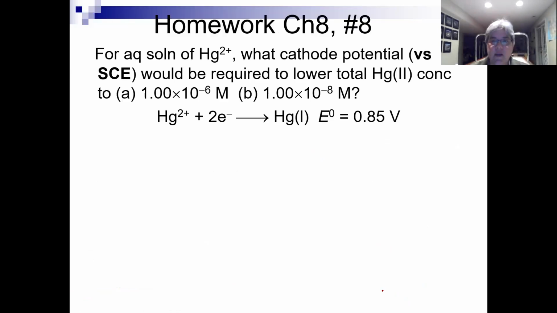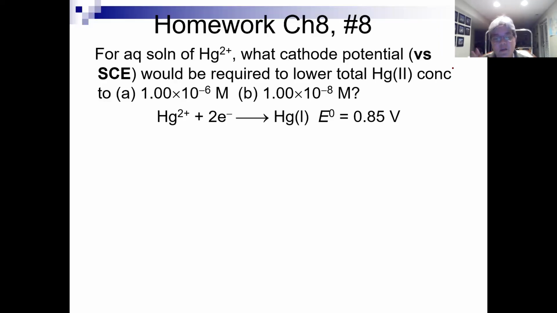Now these sound different than potentiometry, but we still use the Nernst equation. The Nernst equation rules all electrochemistry. And so we can actually use the Nernst equation to calculate what potential I need to get, say, quantitative removal. So notice here I've got a solution of mercury 2, and I want to lower the concentration to 10 to the minus 6. So they want to know what potential do I need to do that.